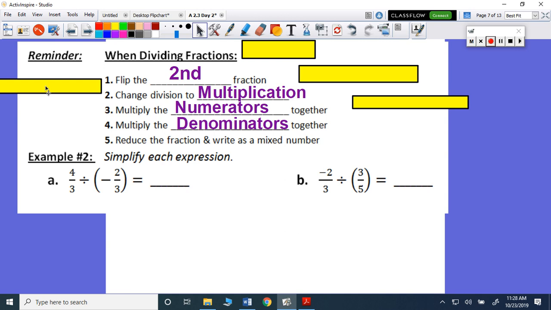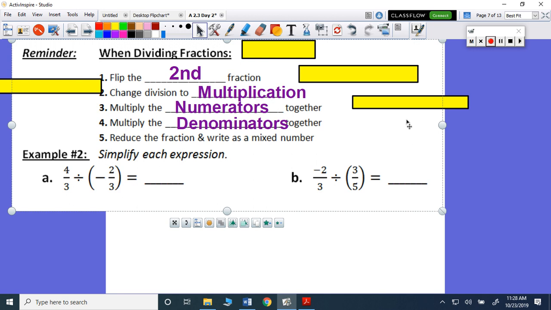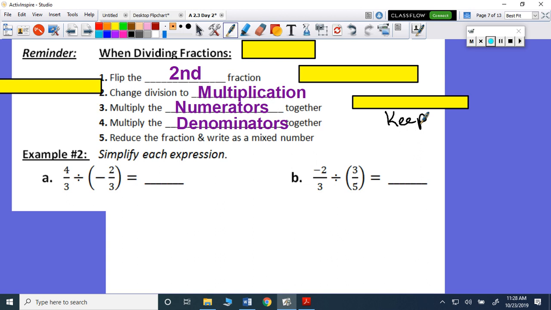So, however you learned it, keep, change, flip. This is nothing new. We're just applying it with our sign number rules. So, is our answer going to be positive or negative, since this one's positive and this one's negative being divided? Positive or negative? Please, don't everybody do it at once. Choral response, everybody. Negative.